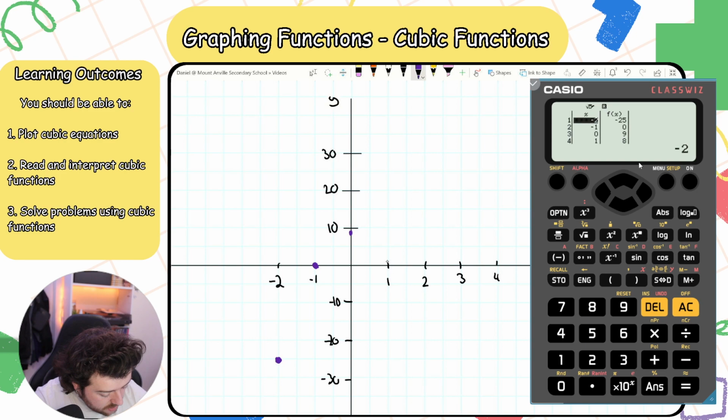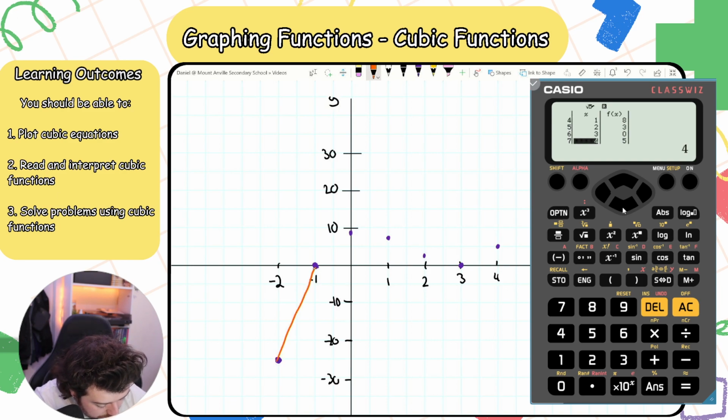1, 8. So 1, 8. That'll be roughly around here. Let's go down. 2, 3. So 2, 3. That'll be around here. 3, 0. 4, 5. There we go. So let's plot these together.